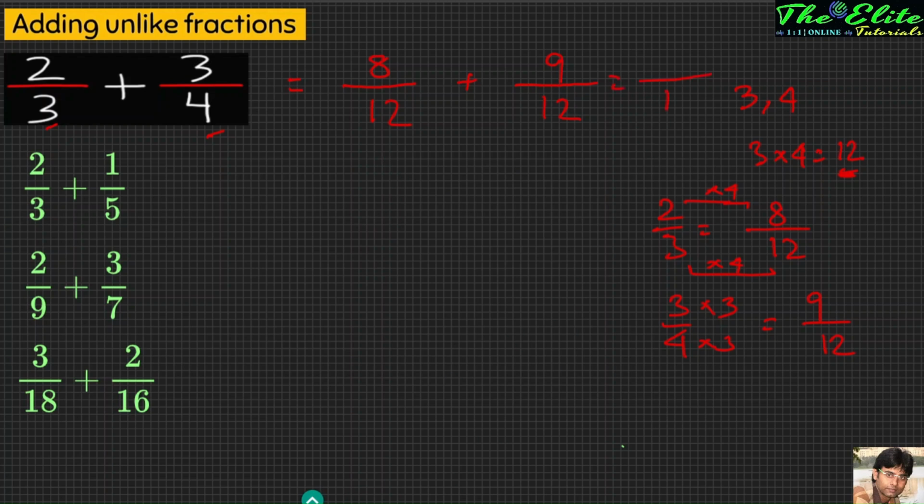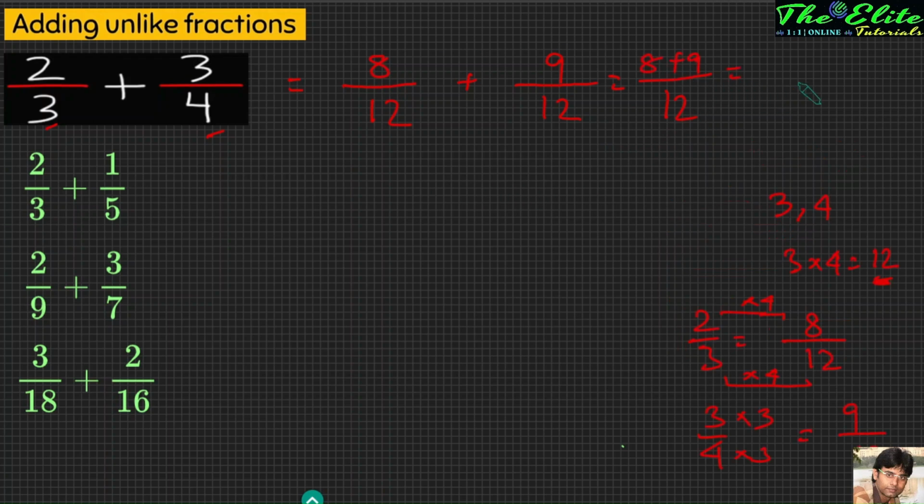You can see that earlier what we did: we wrote the common denominator as a single denominator, and the numerators are added up. Your answer is going to be 17 over 12, which is an improper fraction. You can see that the numerator is greater than the denominator.